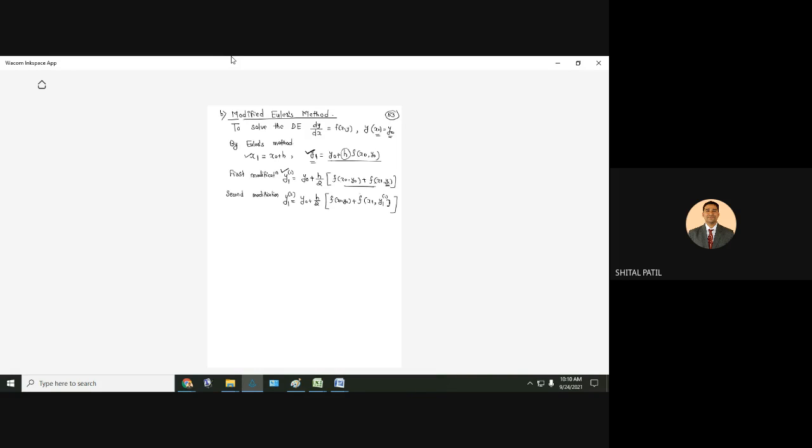Now again we'll check the previous two values, y1 raised to 1 and y1 raised to 2. If they are correct up to 4 decimal places, for example, then we'll stop there. Else we'll find the third modification.